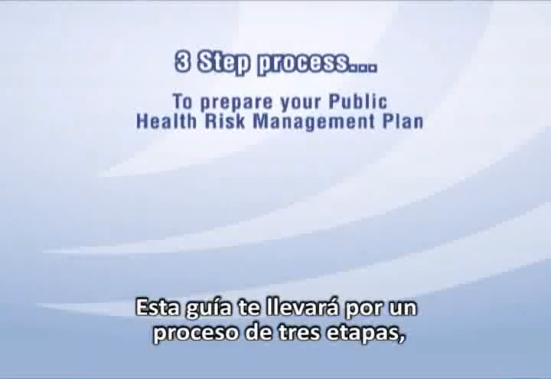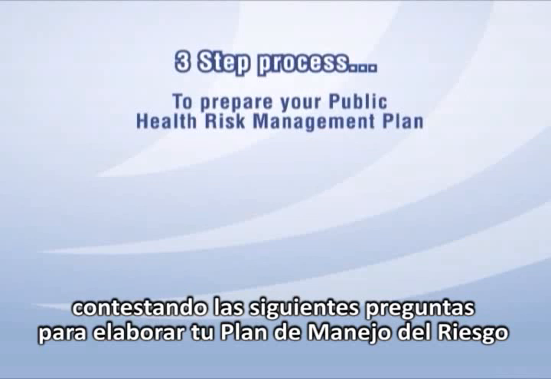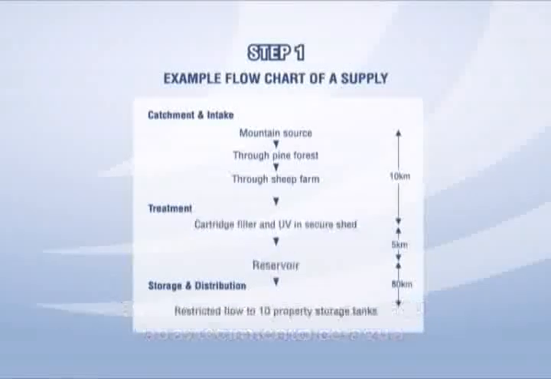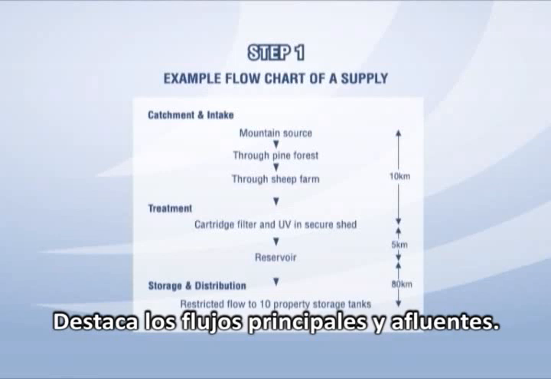So, how do you prepare the plan? This guide will take you through a 3-step process following these questions to prepare your supply's public health risk management plan. Step 1 is a simple drawing of your water supply. It highlights the major flows and influences.